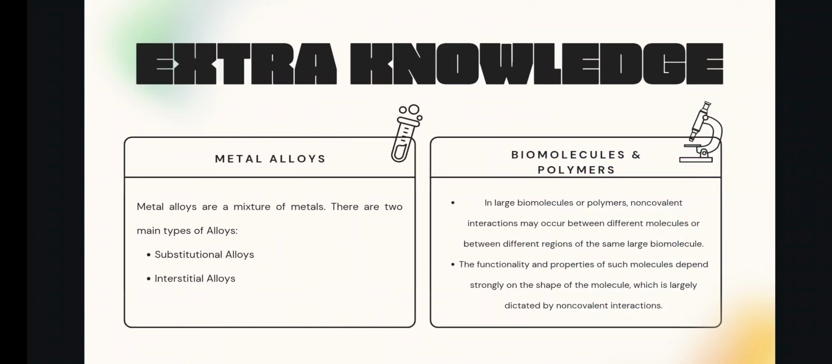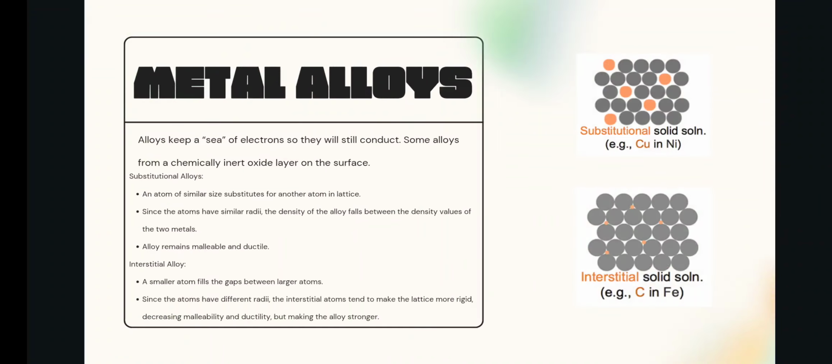Extra knowledge. Metal alloys. Metal alloys are a type of mixture. There are two main types of alloys: substitutional alloys and interstitial alloys. More about those on the next slide. Biomolecules and polymers. In large biomolecules or polymers, non-covalent interactions may occur between different molecules or between different regions of the same large biomolecule. The functionality and properties of such molecules depend strongly on the shape of the molecule, which is largely dictated by non-covalent interactions.